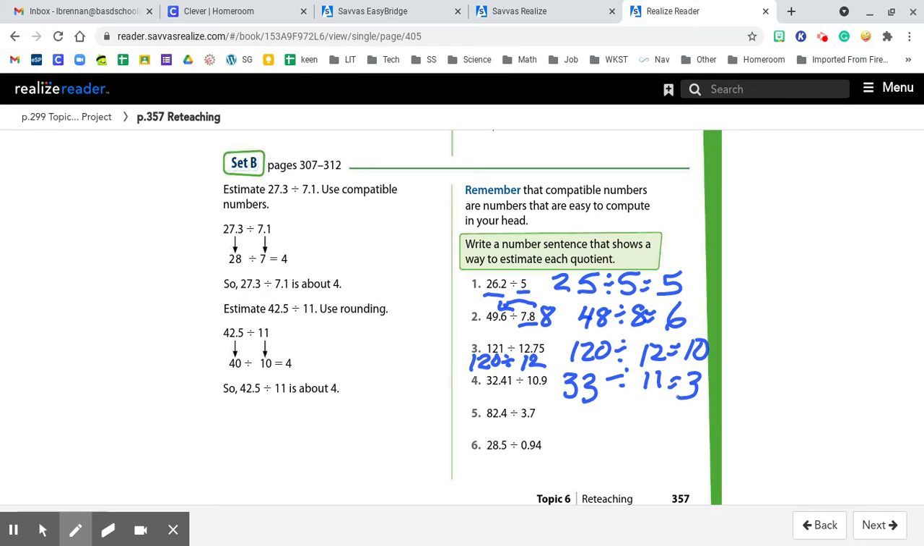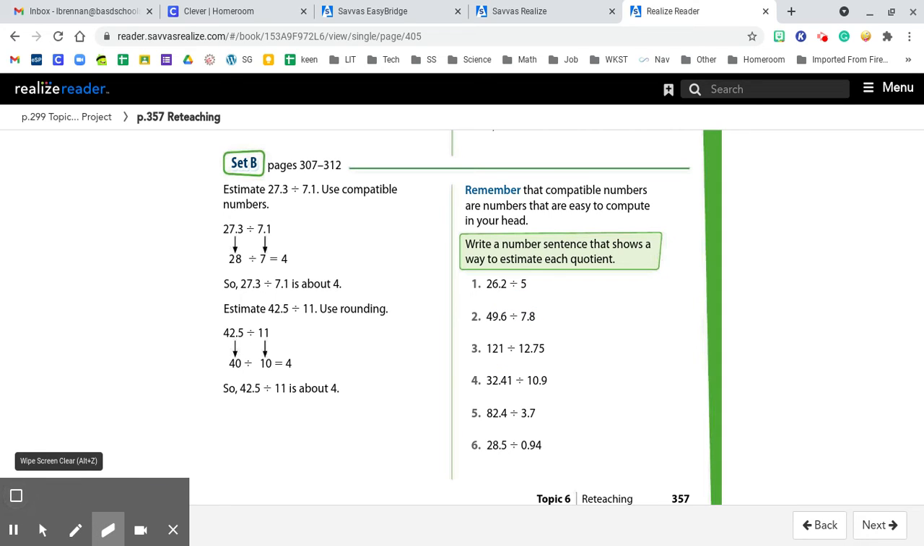3.7, round that to 4. Looking at 82.4, I can round that to 80. So I can get a 20 there. And 0.94, I'm going to round that to 1. And 28.4, I can leave it at 28. So you could also round it to 30, but if I leave it at 28, it's really close to the actual number. All right.